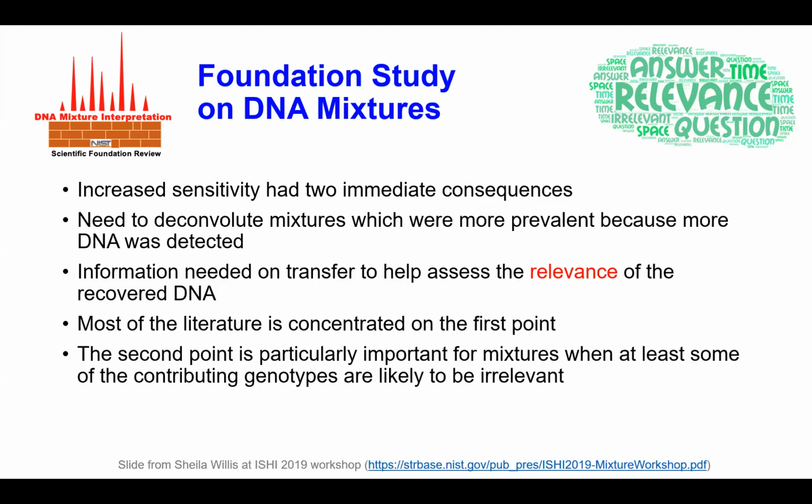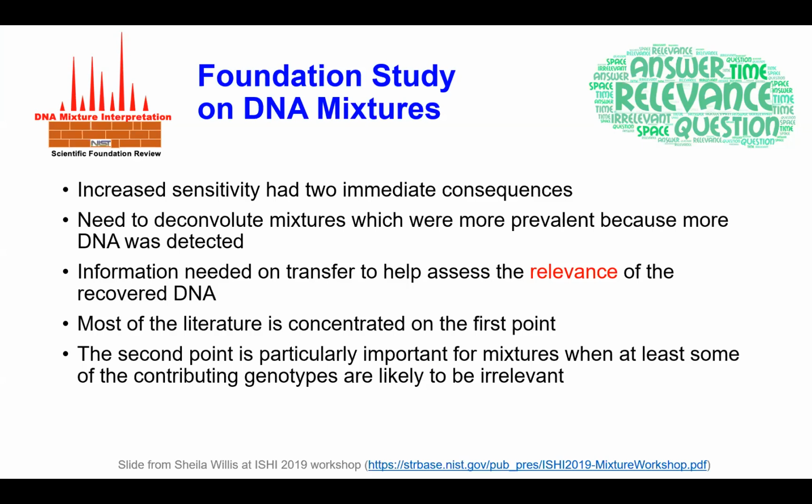We focus on the need, as there are more mixtures when you have higher sensitivity, which is why people are pushing to use probabilistic genotyping. We can do better deconvolution with probabilistic genotyping. But you also have to deal with the second part that she illustrates here, which is the information needed on transfer to help assess the relevance of the recovered DNA.